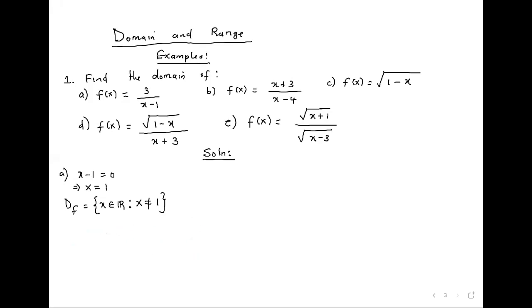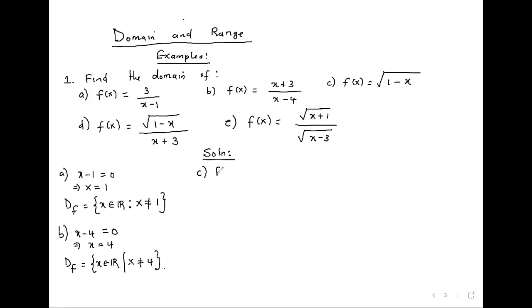Then B, even if the numerator has x, we don't care about the numerator. We care about the denominator, which will make the function undefined. So again, you get x minus 4 equated to 0. So for x, x is equal to 4. So the domain of f for B is x must be a real number such that this same x is not allowed to be 4. Because if it's allowed to be 4, the denominator will be 0 and undefined.